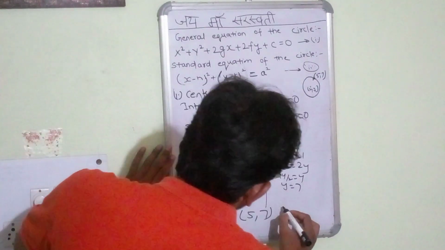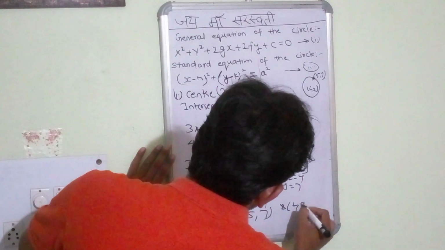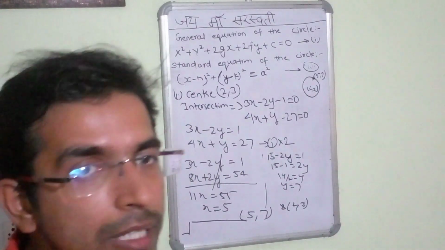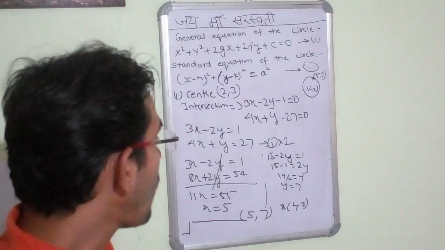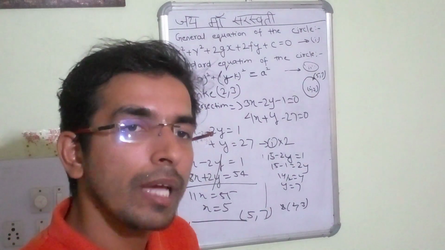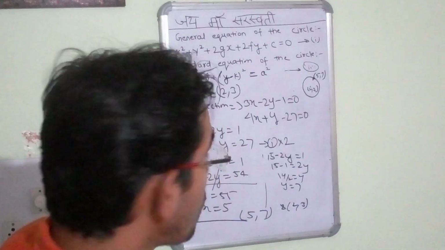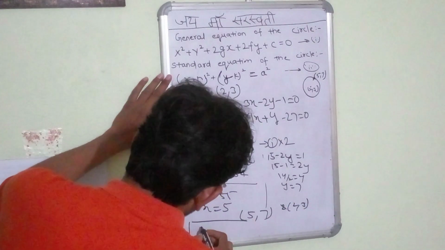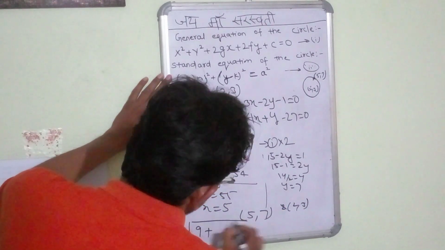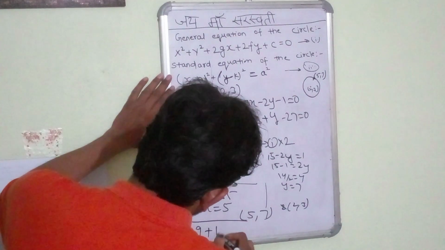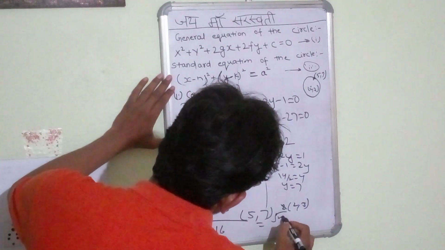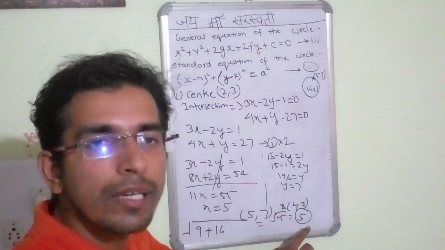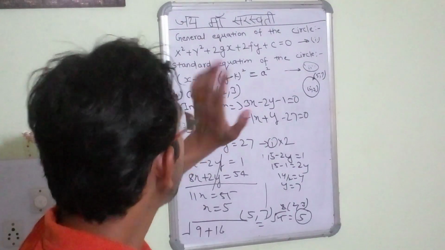So the radius will be under root of x2 minus x1 the whole square plus y2 minus y1 the whole square. We had already studied, in the two forms of the equation of the line, how to calculate the distance between two coordinates. So we will be using the same concept here. It will be 5 minus 2 the whole square, that is 9, plus 7 minus 3 the whole square, 4 square 16, that will be under root 25, that is 5. So we have finally got the radius equal to 5, and the center is 2, 3.